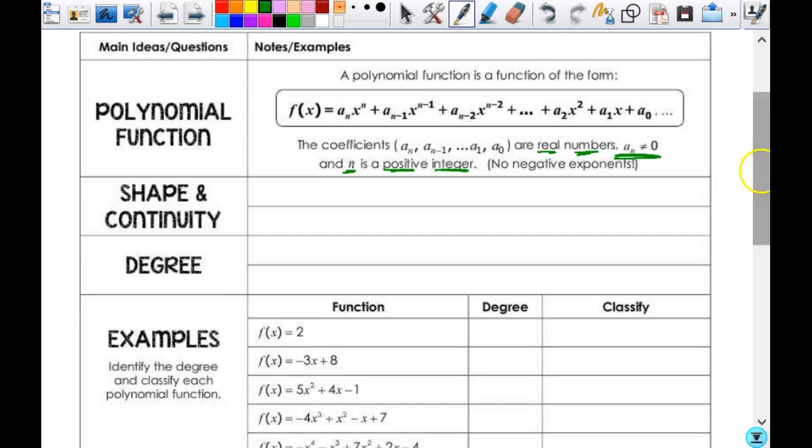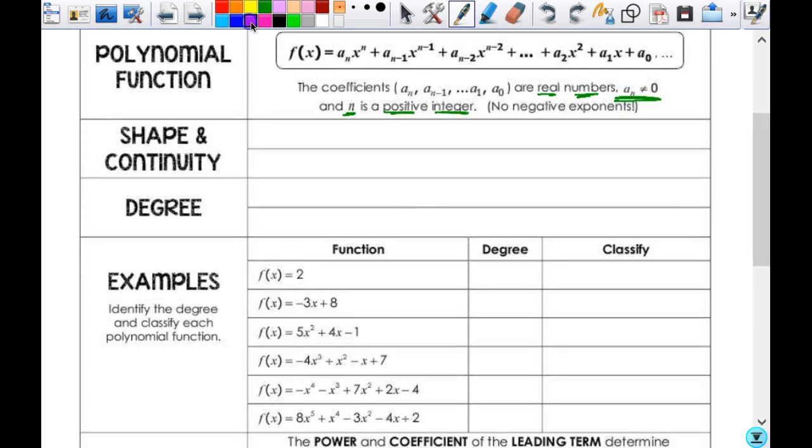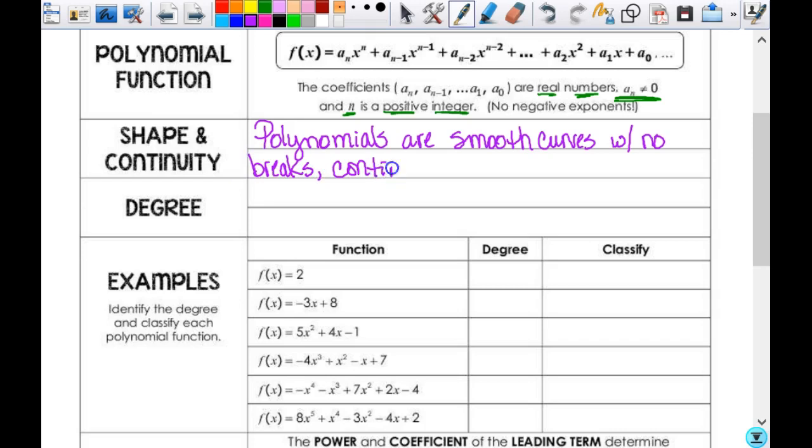Okay, so shape and continuity. So this is kind of a description of the shape, so it's very unofficial wording, but just so you get an idea of what they look like, although you should know what they look like. But so polynomials are smooth curves with no breaks and continuous for all real numbers.